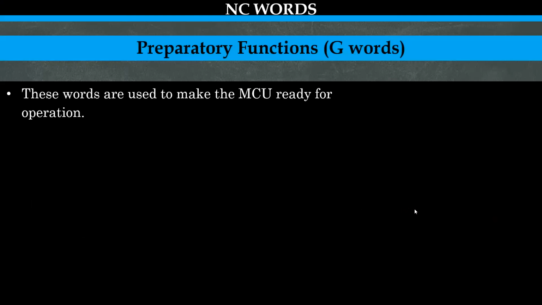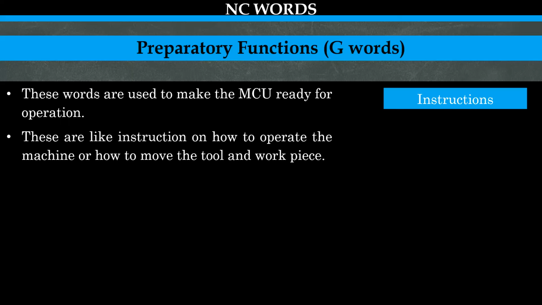Then comes the preparatory functions or G words. These words are used to make the MCU, that is machine control unit, ready for operation. These are called the instructions. Preparatory functions or G words are basically the instructions which are given to the machine on how to operate the machine or how to move the tool, how to move the workpiece.